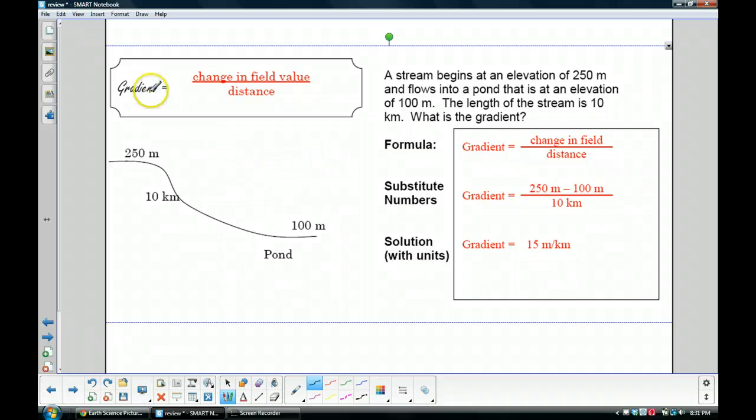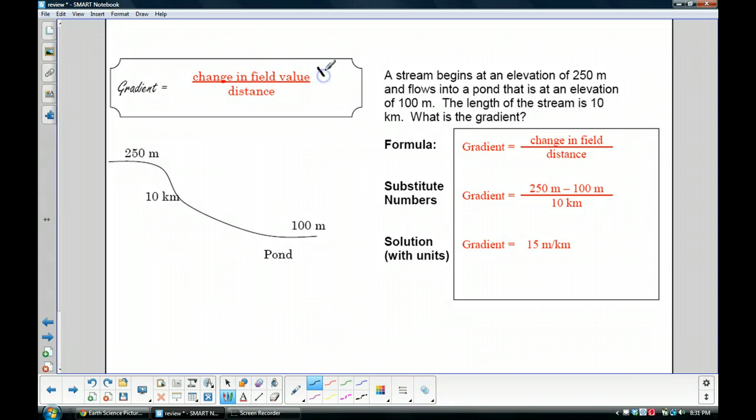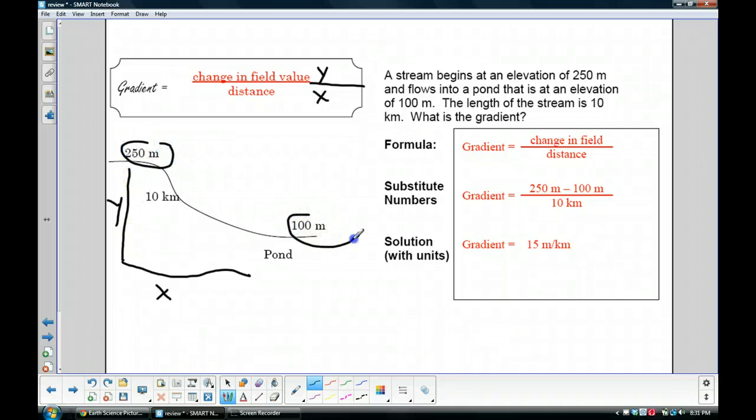Our gradient is our change in field value. That would be your elevation change. That's sort of like your y value. So remember on a graph, you have your y over your x, your rise over your run. That's your gradient. Slope is rise over run. It's change in y over change in x. This is your y, this is your x. So how much did this drop? It dropped from 250 meters to 100 meters.